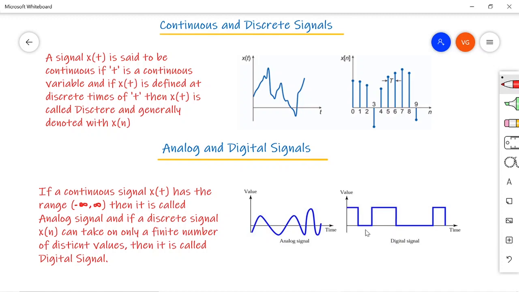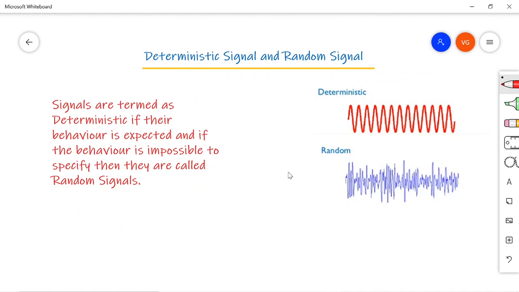Such type of signal we call a digital signal. Now if you have only two levels, that we call a binary signal.